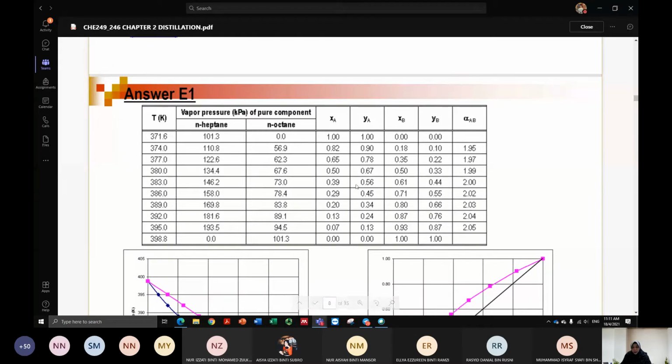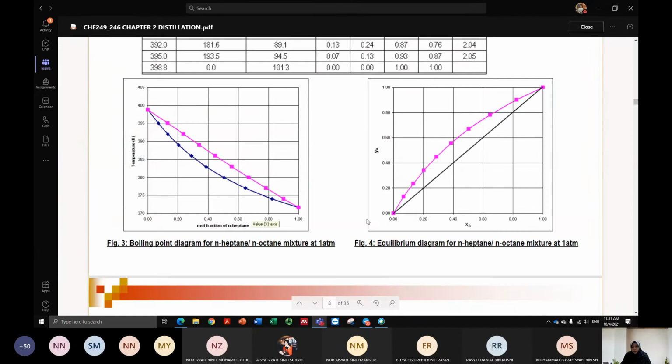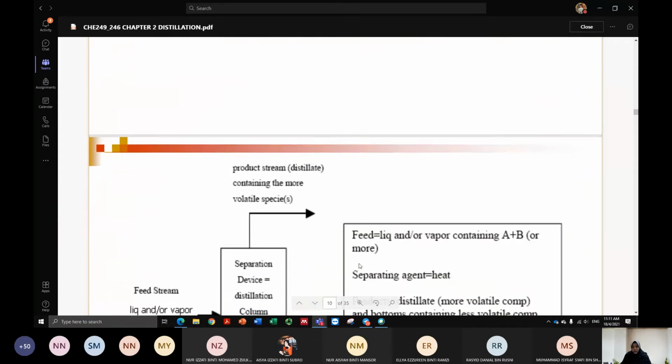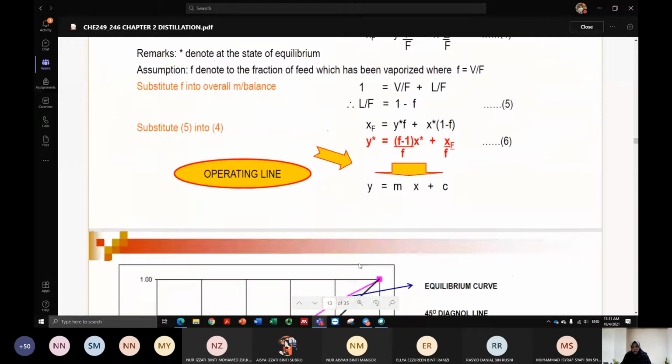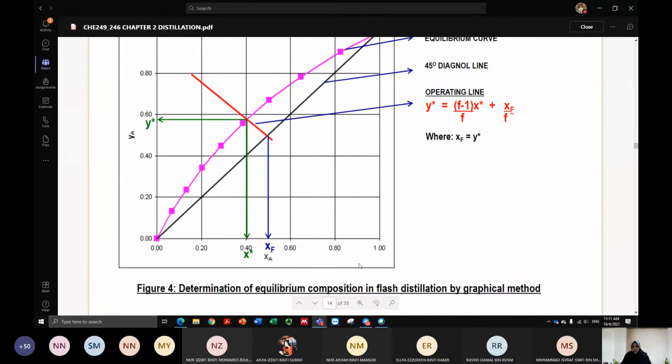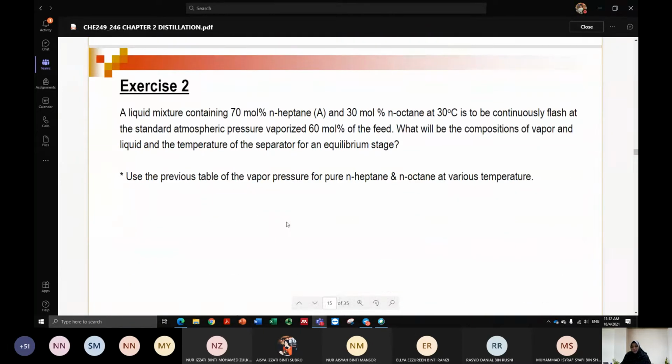So you need to draw this one first. Please draw the equilibrium curve using this data. So this is heptane and octane. Using this data for X and Y, plot the equilibrium diagram. If you have the equilibrium diagram already, then it's fine. Then your job is to make sure that you answer the question using the method that we have discussed. All right, so what do we have here?